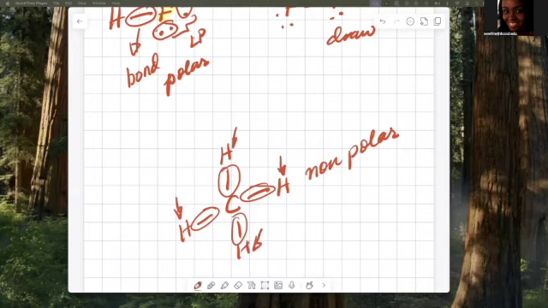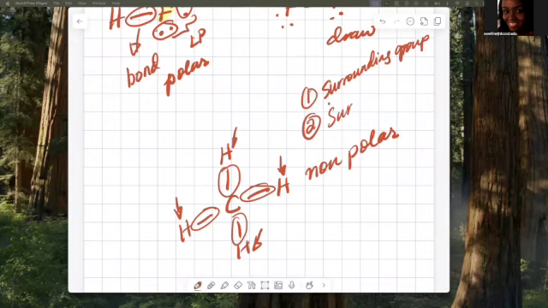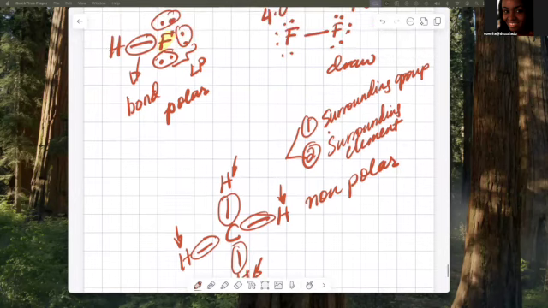So what I'm looking at here is, number 1, surrounding groups, and then number 2, surrounding elements. And I'm trying to see if one of these is different or both are different, then we have polar. If they're exactly the same, when I say groups here, I mean electron groups.